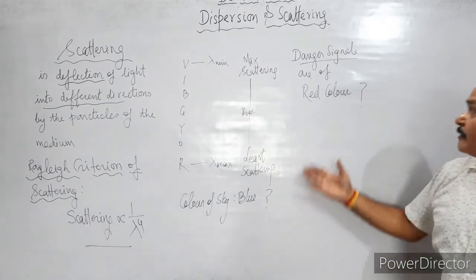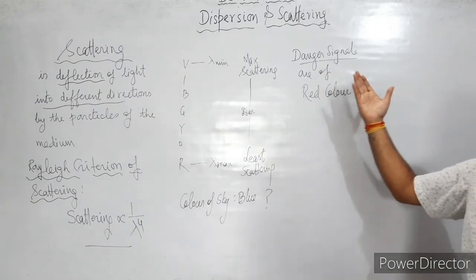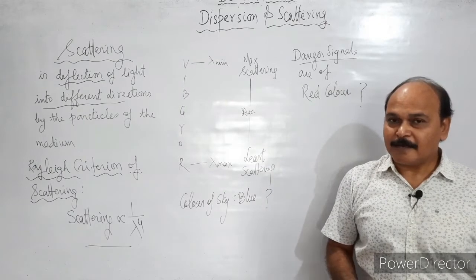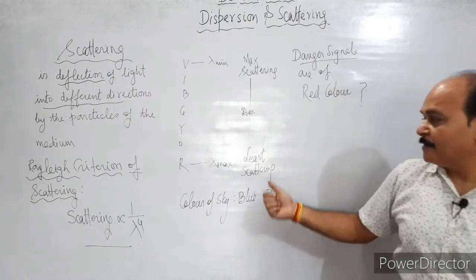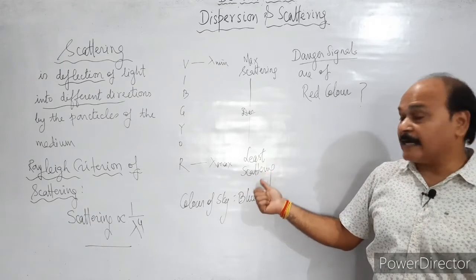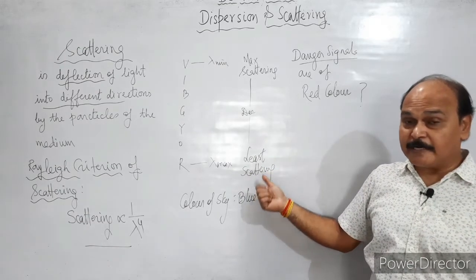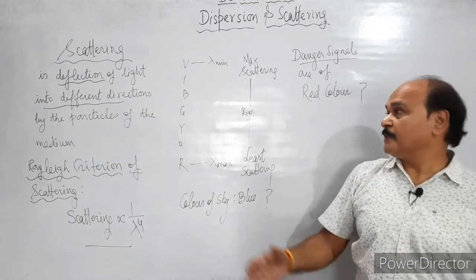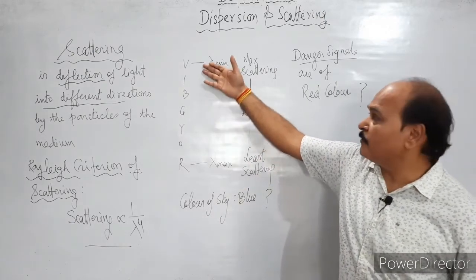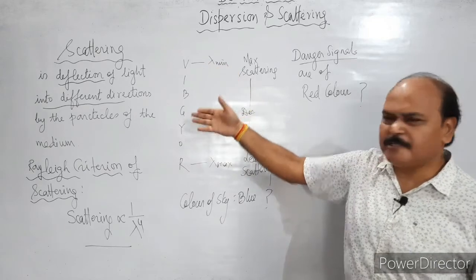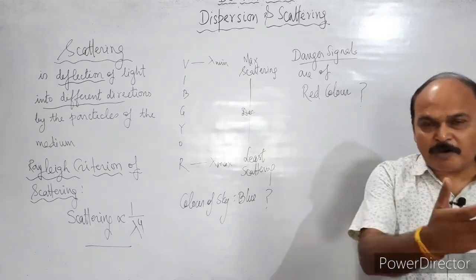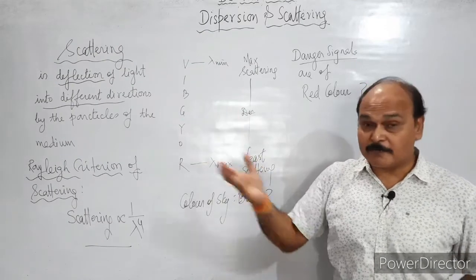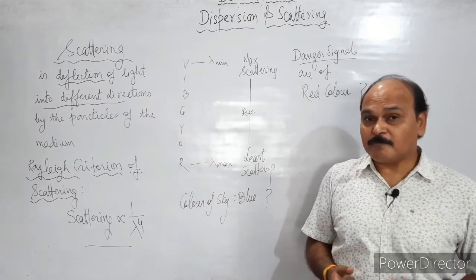Well, children, why are caution signals or danger signals of red color? Again, the reason is very simple. Red color undergoes least scattering. Therefore, it can be seen from the farthest distance. If we have, say, electric bulbs of 7 different colors, V, I, B, G, Y, O, R, all glowing, and as we move away from the bulbs, what will happen?